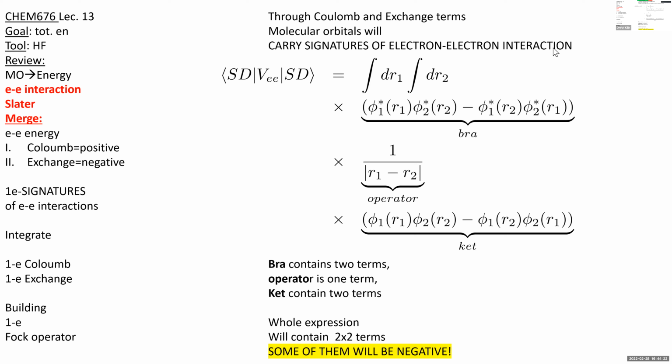So let's focus on the expectation value of electron-electron interaction under the assumption that our wave function is a Slater determinant, not a Hartree product that comes naturally from separation of variables, but a specific Slater determinant.